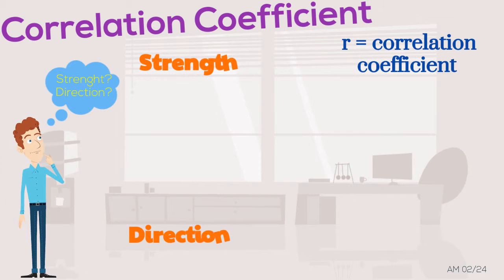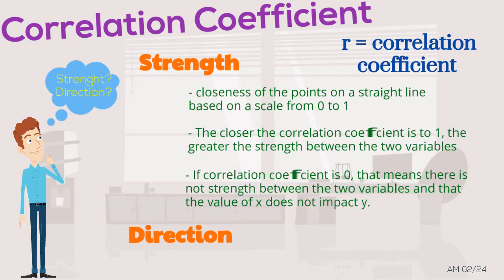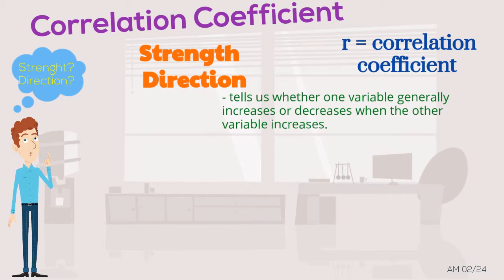The strength of a relationship is determined by the closeness of the points on a straight line. The strength is based on a scale from 0 to 1, with 1 indicating a strong relationship between the two variables. Direction tells us whether one variable generally increases or decreases when the other variable increases.